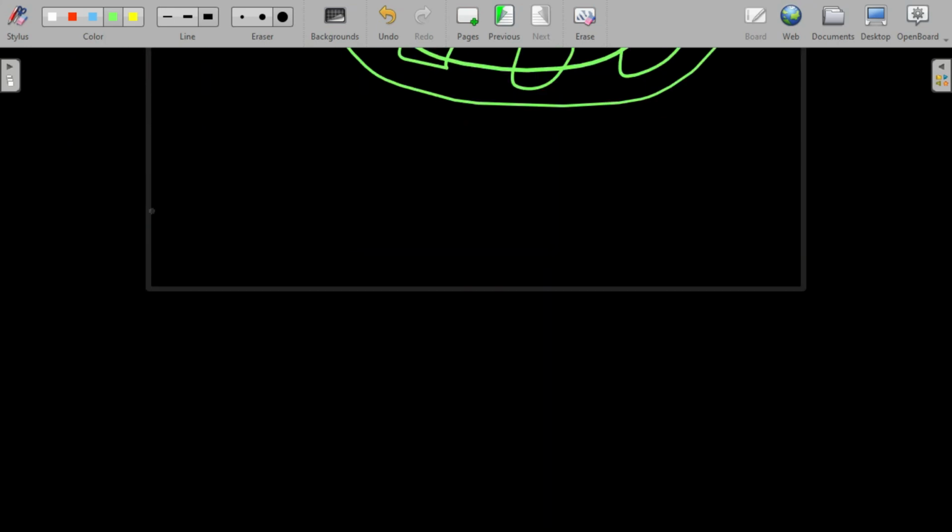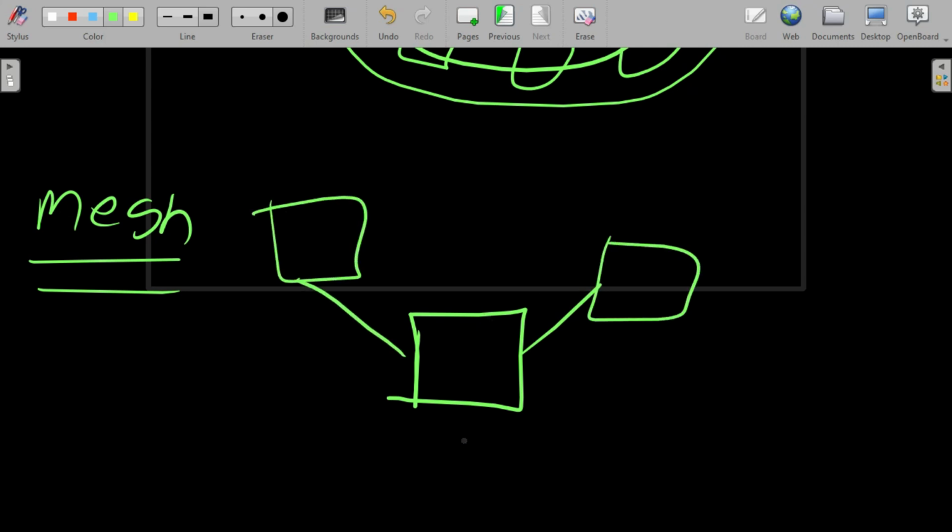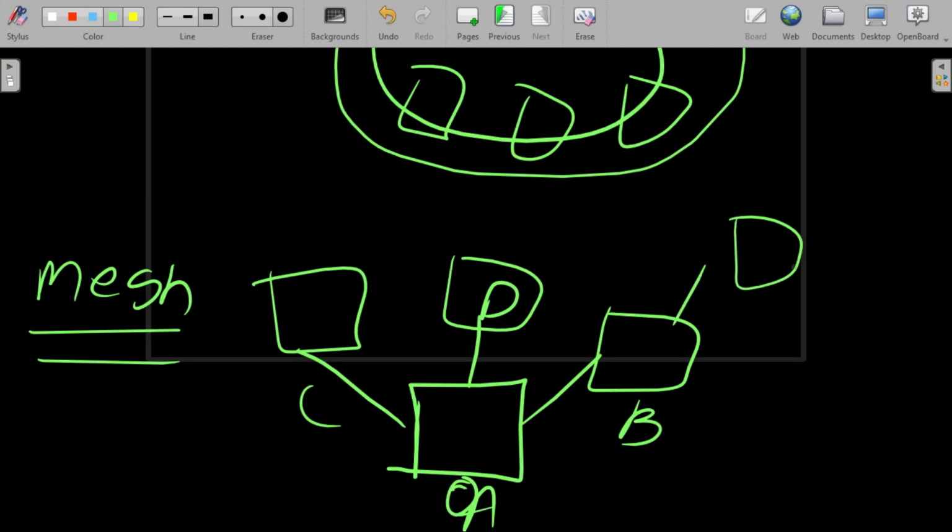So let us see now mesh topology. Every device is connected to many other devices. Suppose there are devices, let me name them A, B, C. This device A is connected to C and at a time with B, and it is at a time connected with D also, and this B is connected with E, and at a time it is connected with F. So this is the example of mesh topology.